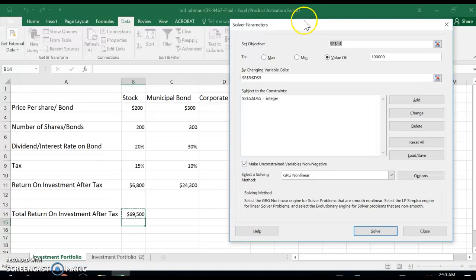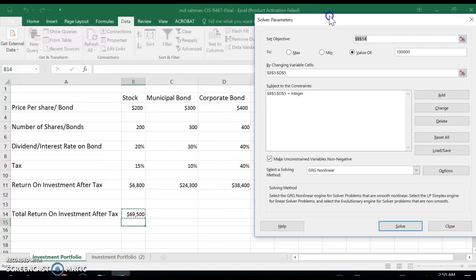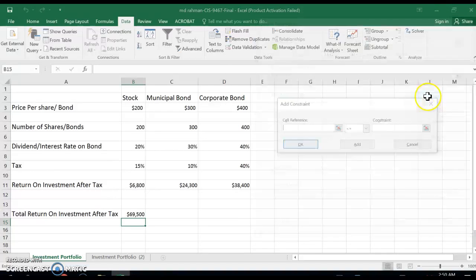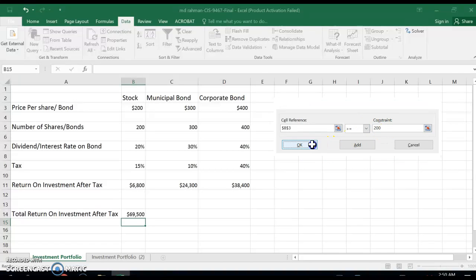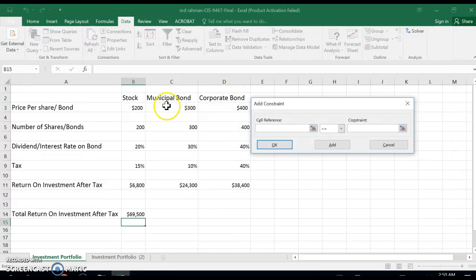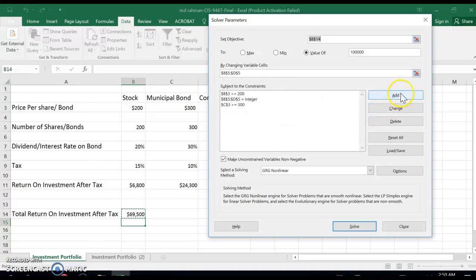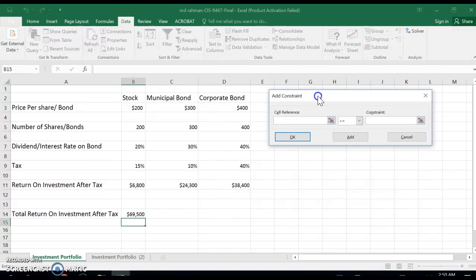Then I set the other constraints. The stock price should be at least $200, the municipal bond price at least $300, and the corporate bond price at least $400.